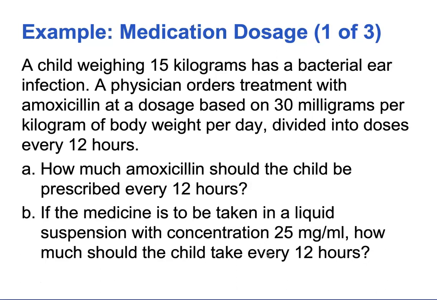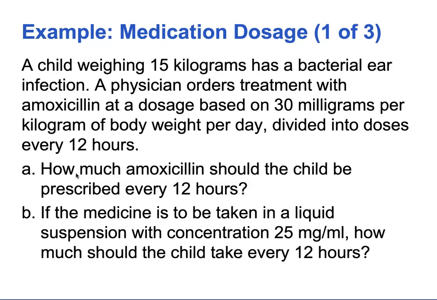All right, so there are two questions with all that information up there. First of all, I would write that the child weighs 15 kilograms. Then I would write that your treatment is 30 milligrams per kilogram of body weight, then per day, and it's divided into every 12 hours. Okay, so A, how much amoxicillin should the child be prescribed every 12 hours? B, if the medicine is to be taken in a liquid suspension with concentration of 25 milligrams per milliliter, how much should the child take every 12 hours?